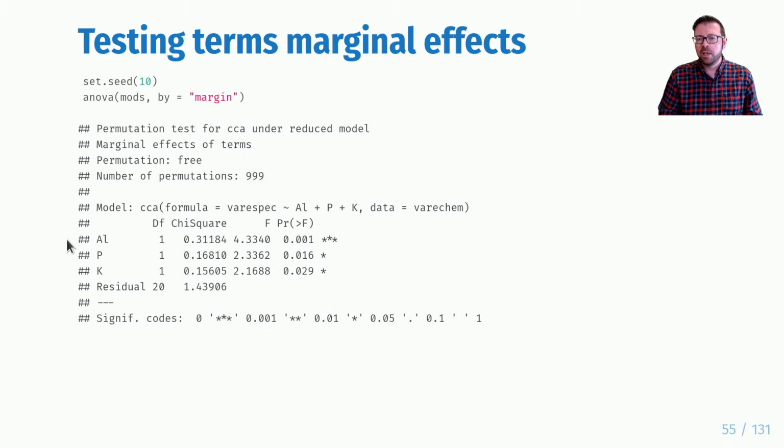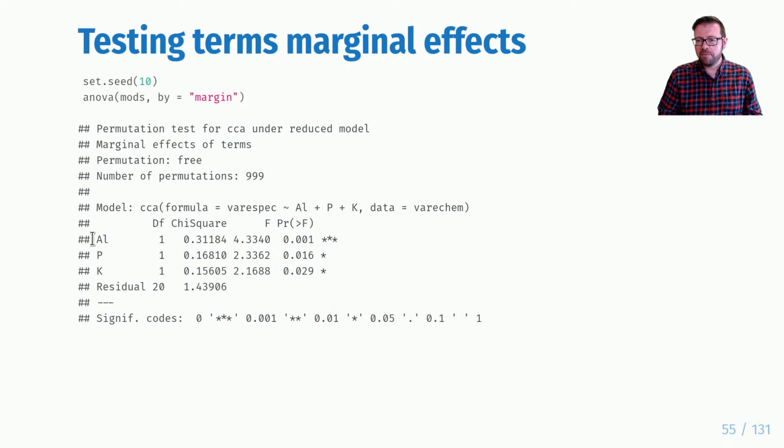Okay, and so here we can see that the line for aluminium says, if we have a model that contains the other two, phosphorus and potassium, how much extra does aluminium provide? Well, aluminium provides quite a bit. The chi-square is 0.31, so that's quite a lot, given the total chi-square here, and so it's highly significant.